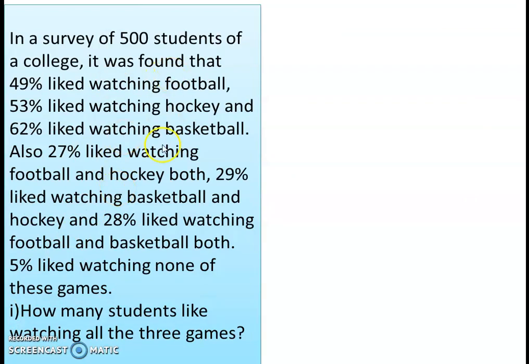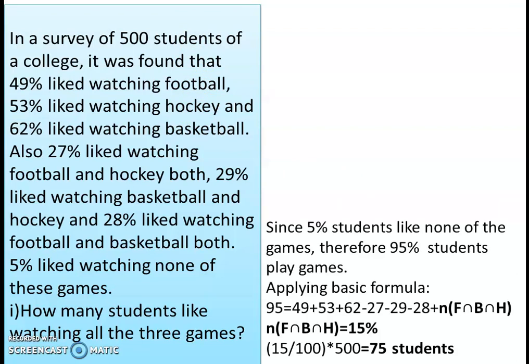So in this problem, again we need to use a Venn diagram of 3 sets, right? Here we need to calculate how many students like watching all the 3 games, and the 3 games given are football, hockey and basketball, right? So when we remember the formula, we can calculate it directly. It is given that 5% liked watching none of these games. So when we subtract 5 from 100, it is 95. So 95% of students like some game.